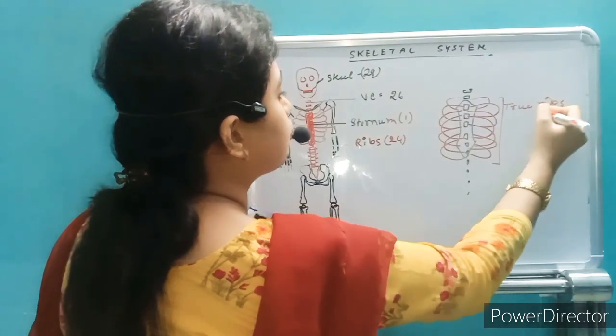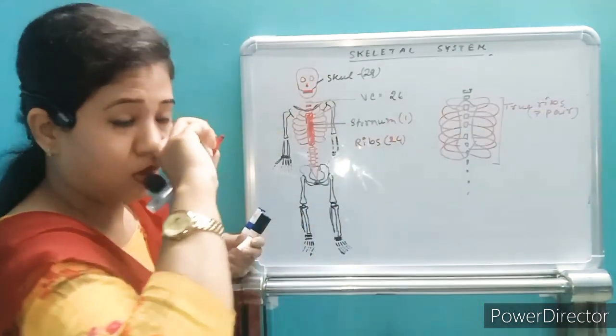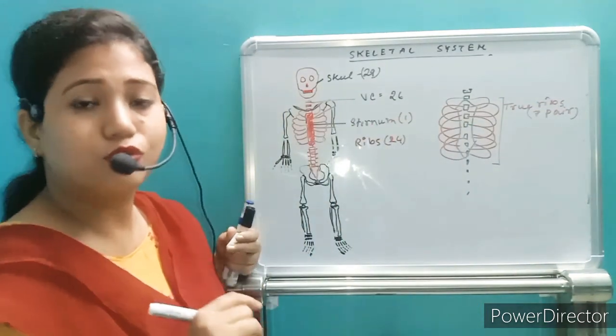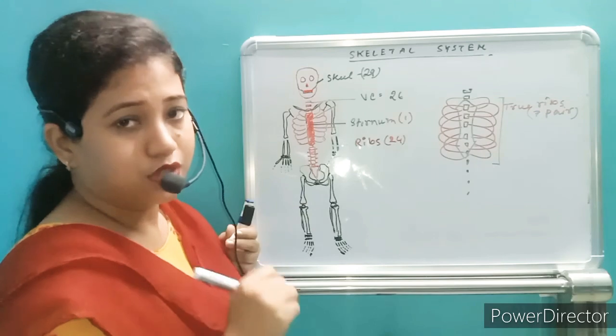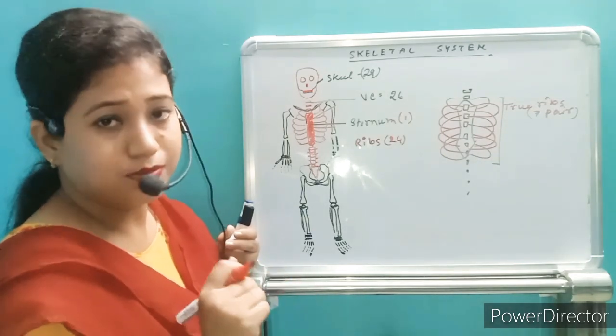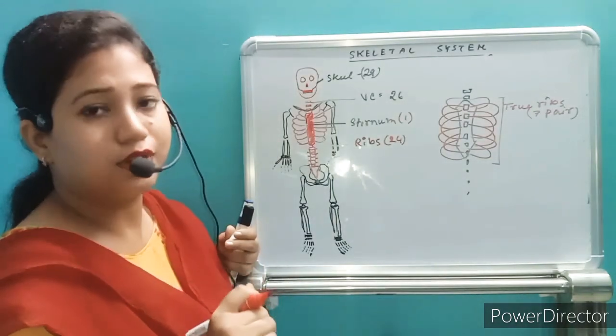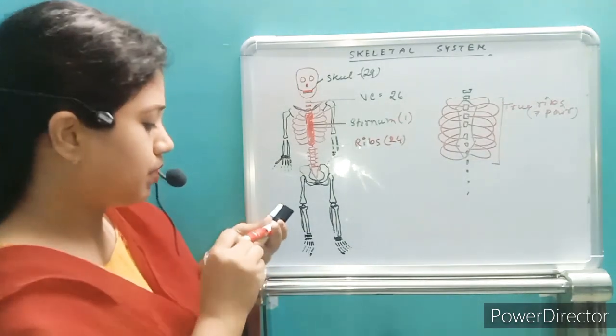Okay, so these 7 pairs of ribs are called the true ribs. Why are they called true ribs? Because they arise from the vertebral column dorsally and attach to the sternum ventrally. So these are also called vertebrosternal ribs. Okay, so the first to seventh ribs are attached on both sides with the vertebral column and the sternum.